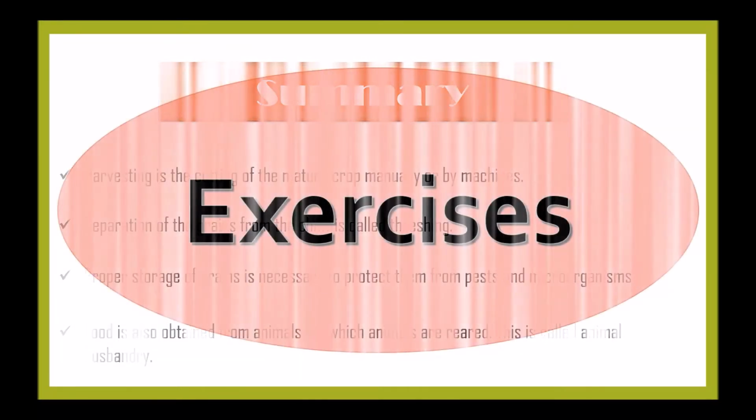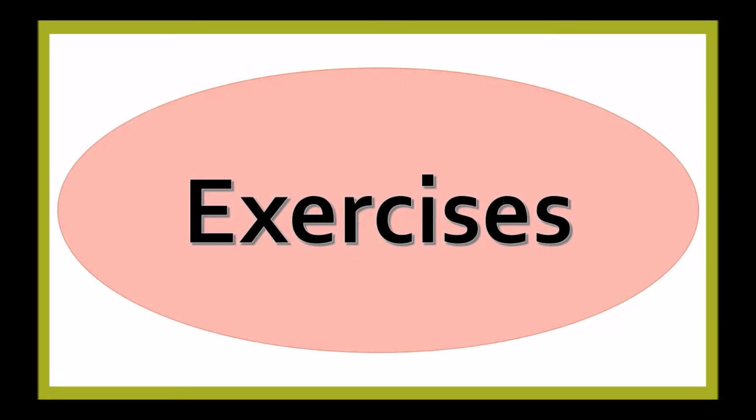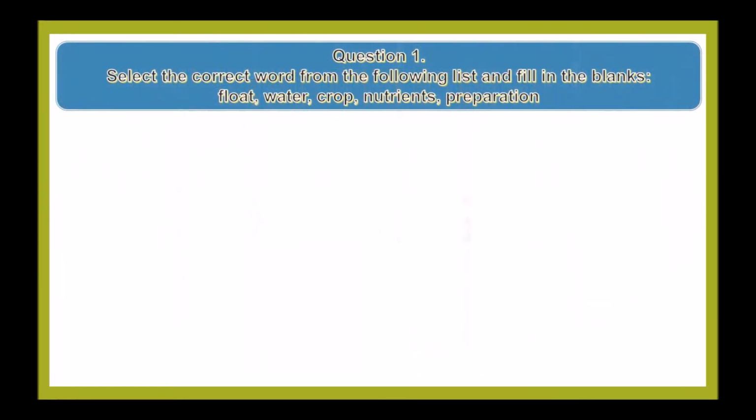Now let's do the solution of the textbook exercise. The first question is, select the correct word from the following list and fill in the blank. The words are float, water, crop, nutrients and preparation. The same kind of plants grown and cultivated on a large scale at a place is called crop.